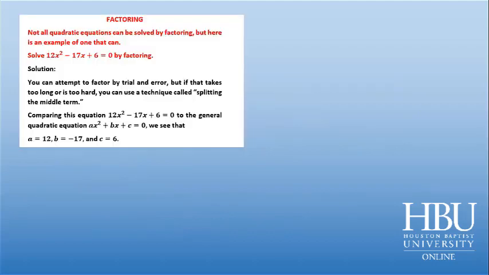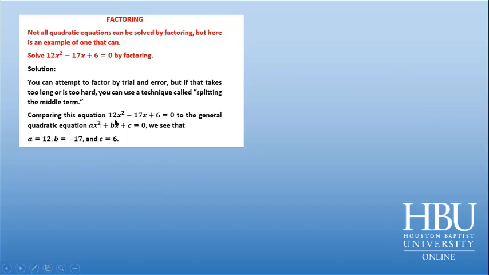Factoring. Not all quadratic equations can be solved by factoring, but here's an example of one that can. Suppose you're asked to solve 12x squared minus 17x plus 6 equals 0 by factoring. How would you do it? Well, you can attempt to factor by trial and error, but if that takes too long or is too hard, you can use a technique called splitting the middle term.